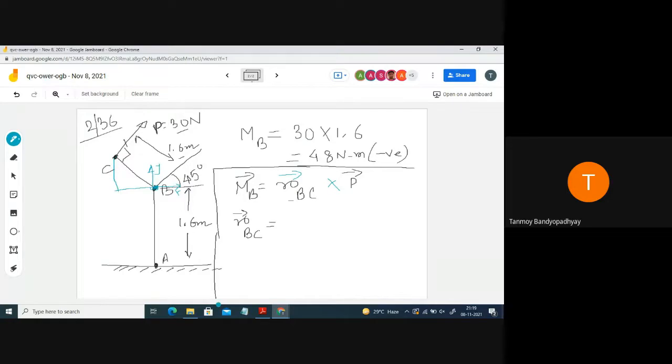So what will be this distance? Look at this distance. This is 45 degree, this is 90 degree, so this one will be 45 degree. If this one is 45 degree, this length is given to be 1.6. So this is actually minus 1.6. Say suppose this is Rx and this is say Ry. So in that case this is minus Rx i cap plus Ry j cap. Are you able to understand?